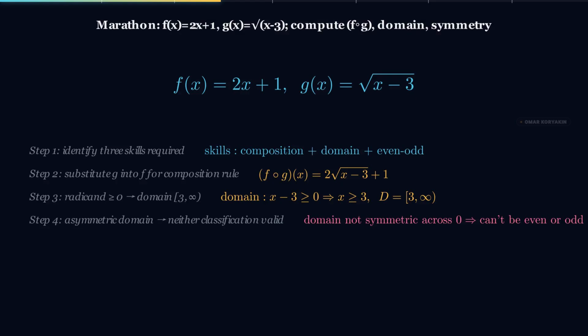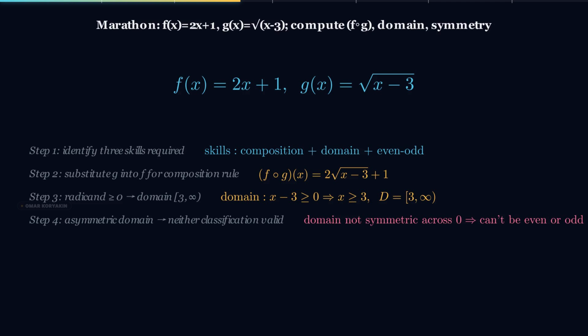Step 4. Test the composition for even-odd symmetry. Compute the composition at negative x: 2 times the square root of negative x minus 3 plus 1. The radicand is negative whenever x is positive and negative for x less than 0, so the function is not defined for any input outside the original domain. Specifically, the function value at negative x is not even defined when x is positive, so the symmetry test cannot run cleanly. Functions defined only on a half line cannot be even or odd in the usual sense because the symmetric inputs are outside the domain.